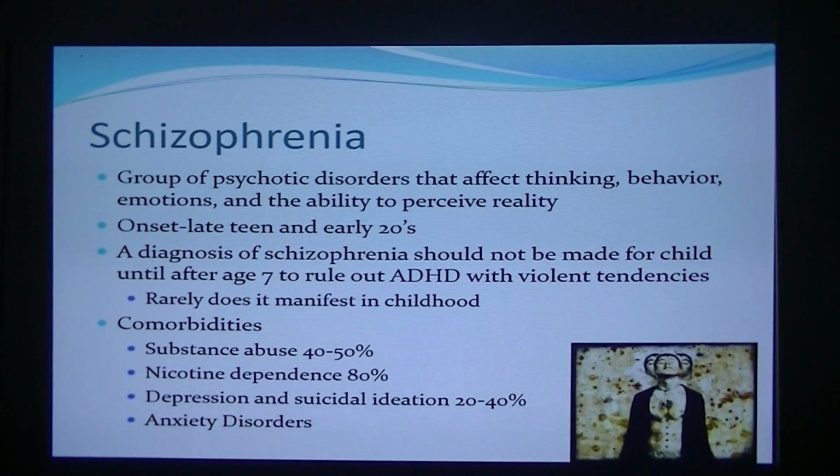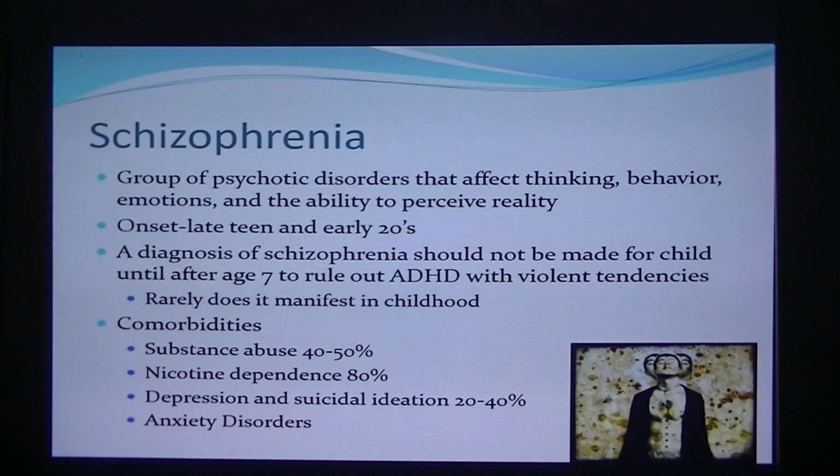Schizophrenia is thought of as a disease process with many different varieties and symptoms. It affects thinking, behavior, emotions, and the ability to perceive reality. Many people today that have schizophrenia are able to live within the community thanks to the new atypical antipsychotic medications and the community-based treatment options that are out there now as well.